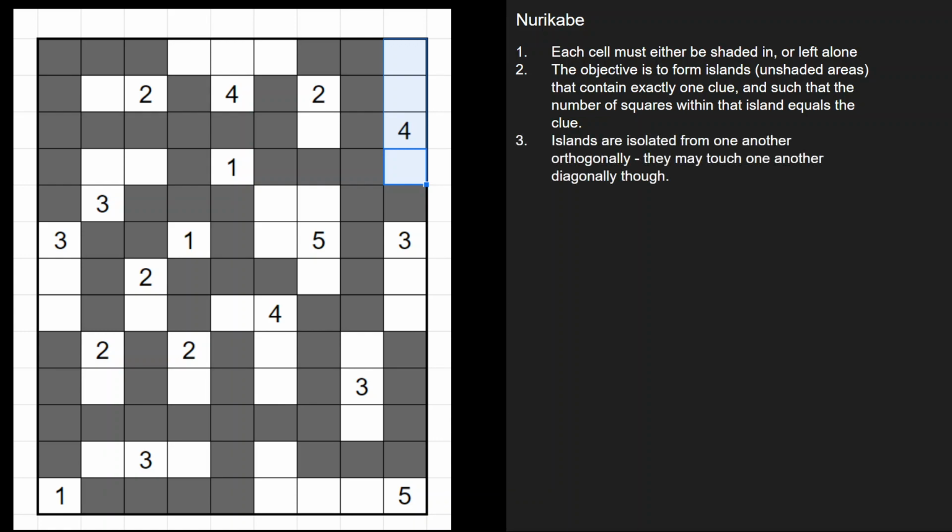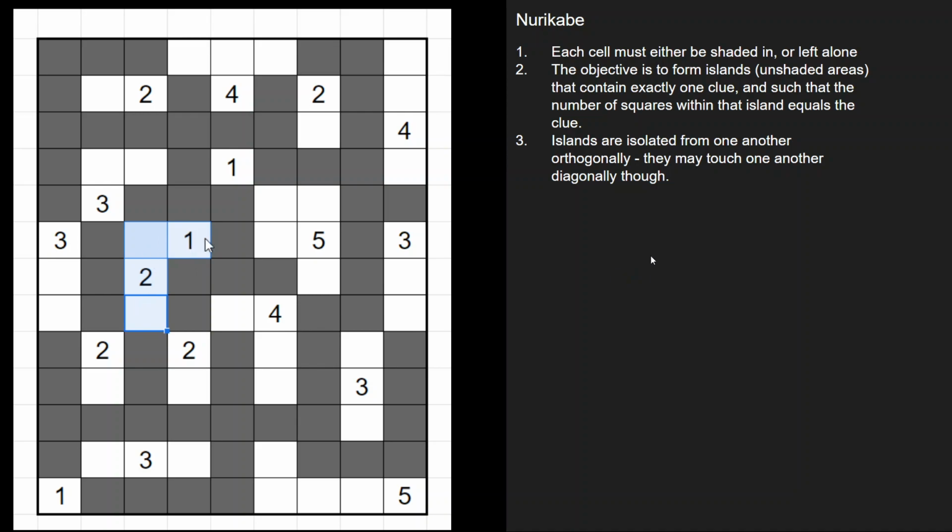In addition, islands must be isolated from one another orthogonally. So they may touch diagonally. So you can see, for instance, there's 2 white cells diagonal from one another, but they're all separated orthogonally. So what I mean by that is if, let's say, this cell was not shaded in, you can see that the 1 and the 2 form one single island, and so that would be incorrect.